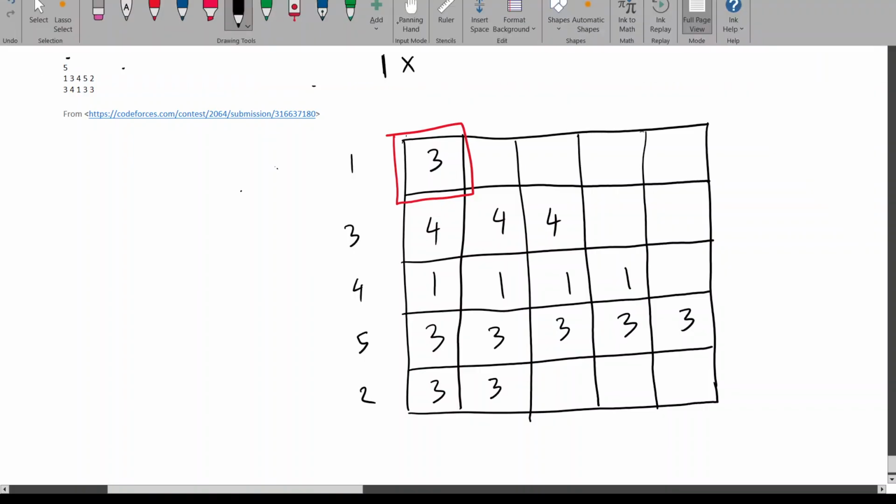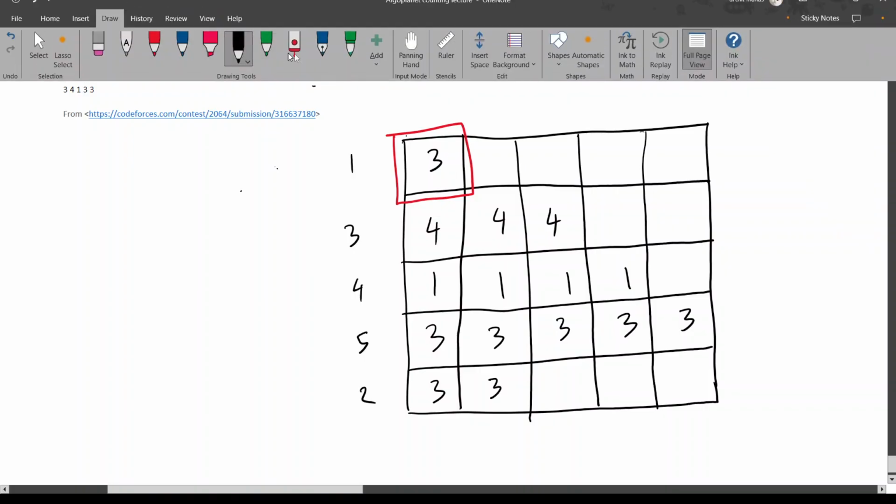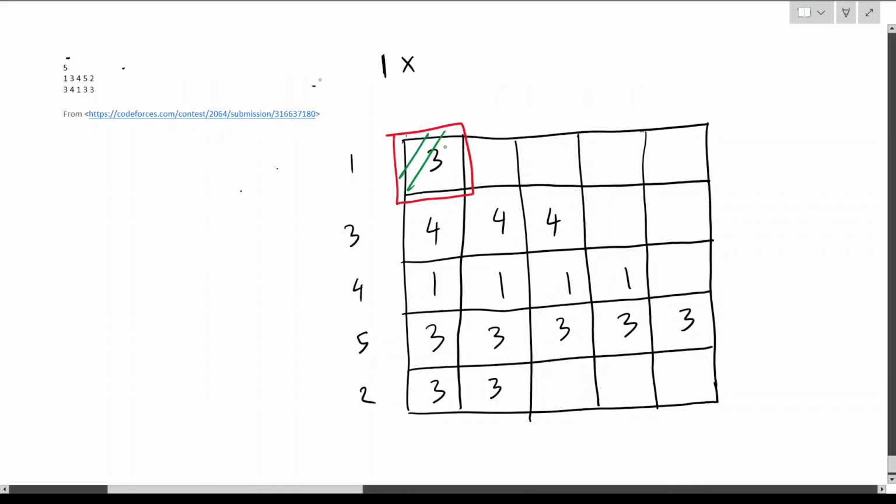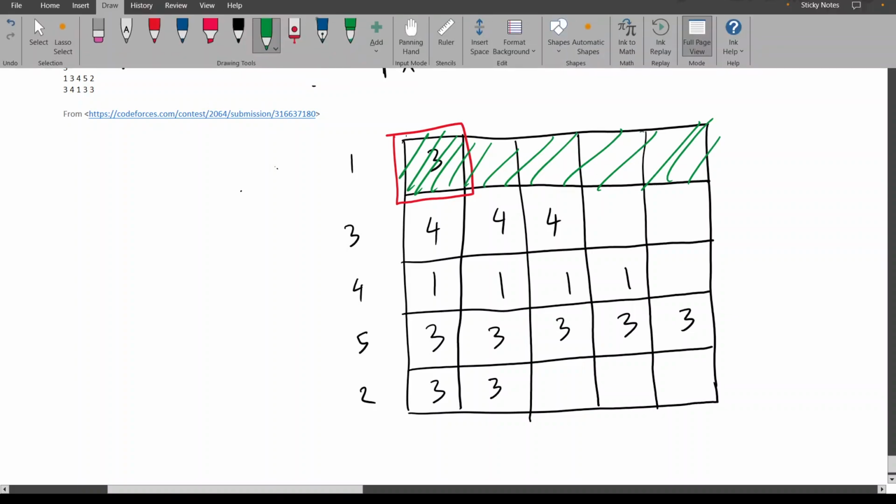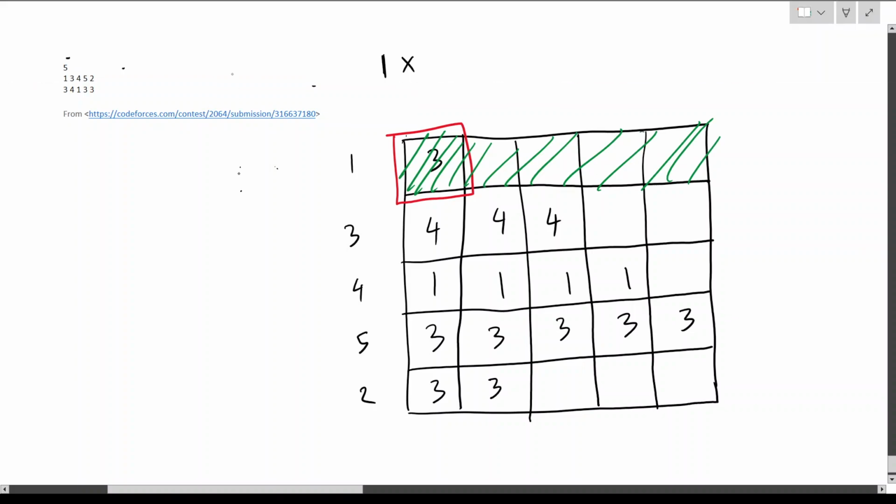Next, we're at this level. Next, we look at the next smallest component and we sort of blacklist this. This is no longer under consideration. This entire column is as good as missing. Now, sorry, this entire row is as good as missing.